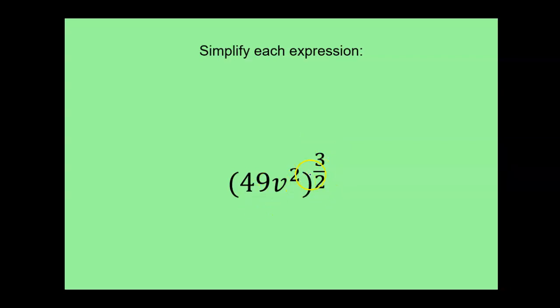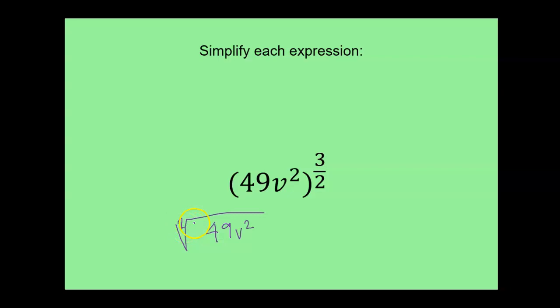So to remind myself of that, I'm going to put this in radical form. So in radical form, 49v squared goes underneath the radical. The 2 underneath tells me this is a square root, so I don't have to write a 2 here, but I can. But if I don't write it, it's still a square root, right?